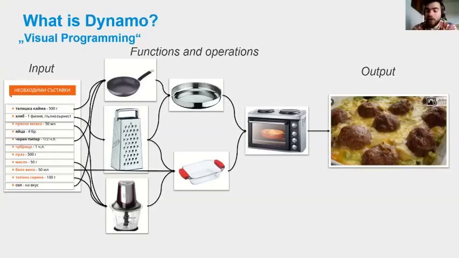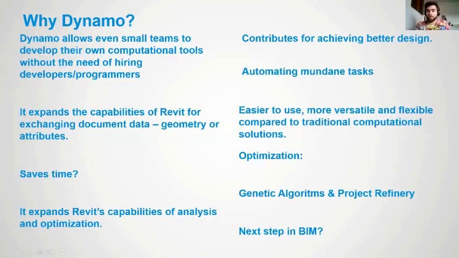So the idea is that each time we have the same ingredients and we apply the same functions and operations, we're going to get the same meal, pretty much. And if we change, of course, some of the parameters, some of the ingredients, then we're going to get something that is slightly different. So why Dynamo?